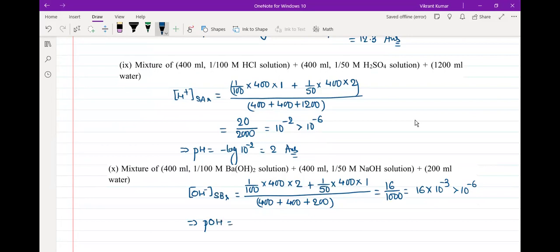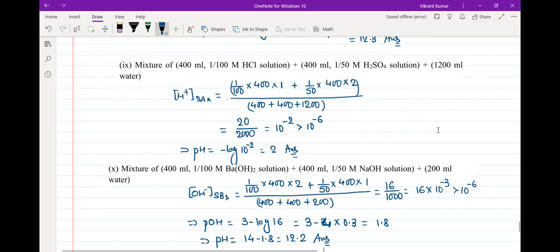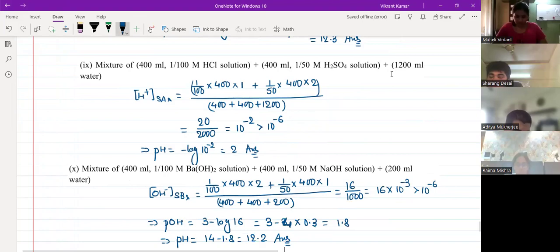So POH will become 3 minus log 16. Log 16 is 4 log 2. So that is 3 minus 4 times log 2, and log 2 is 0.3 if I am taking. Then it becomes 1.8, and that's why pH will become 14 minus 1.8. So 12.2 will be the answer. Is it okay? Any doubt?